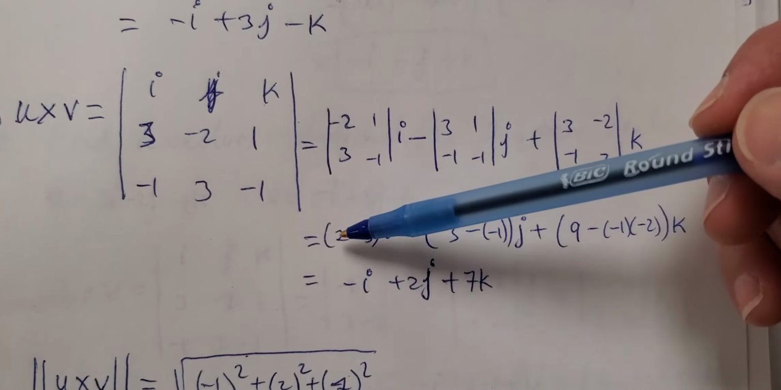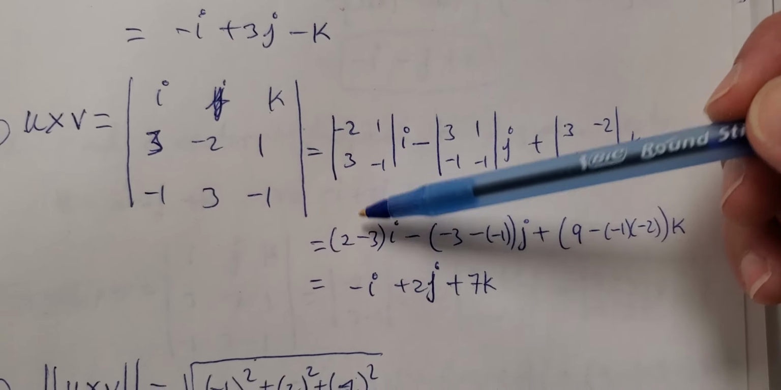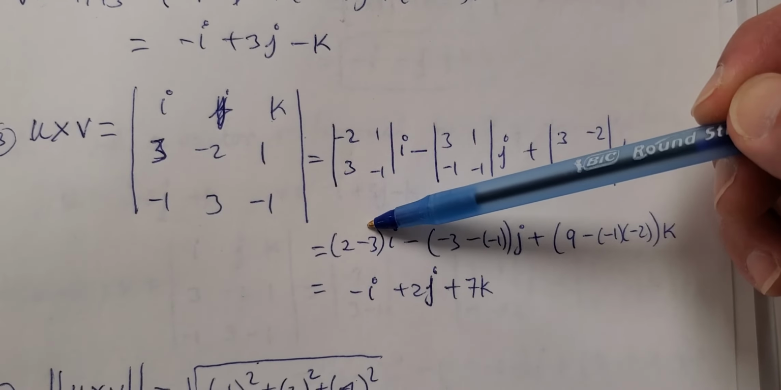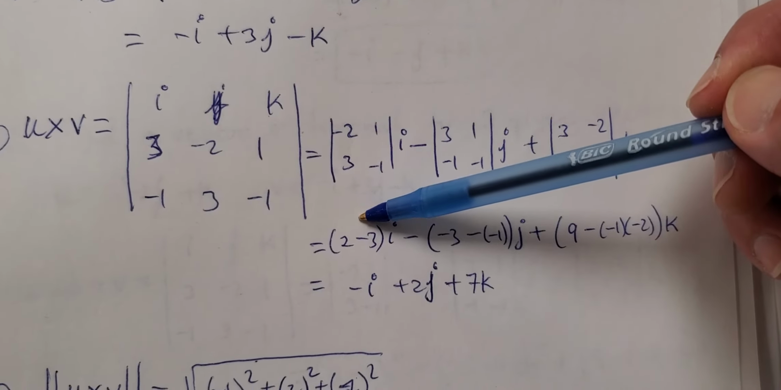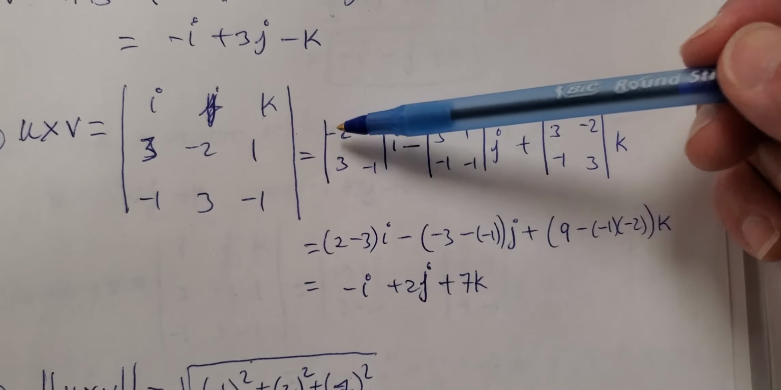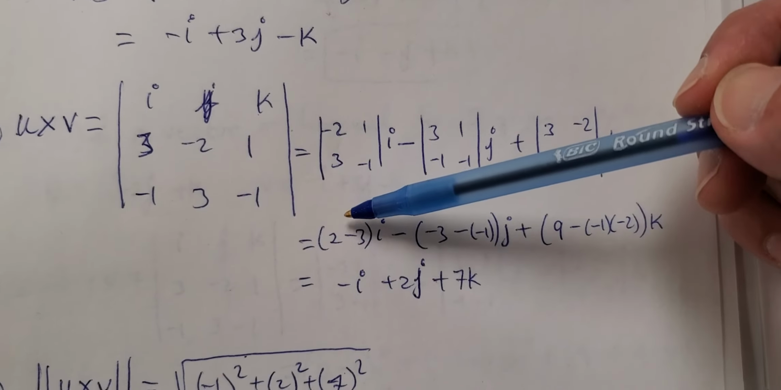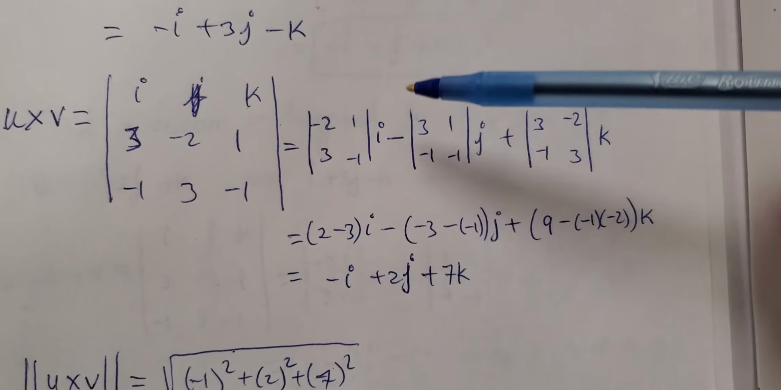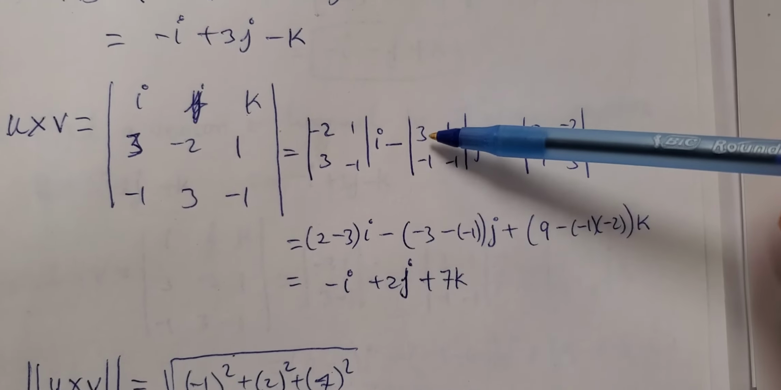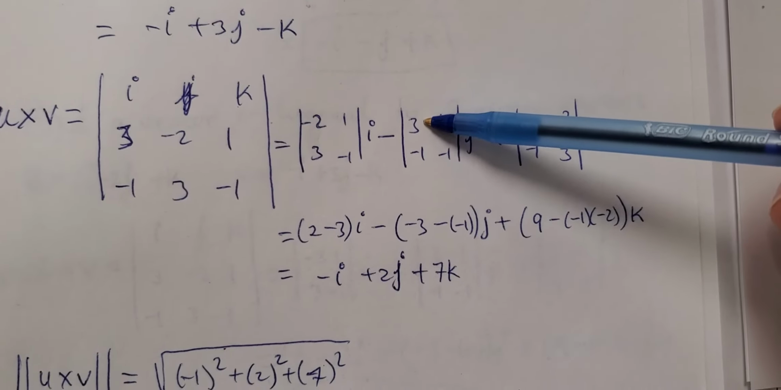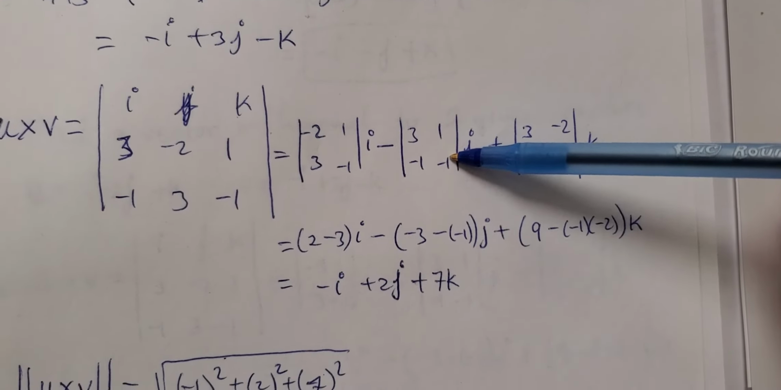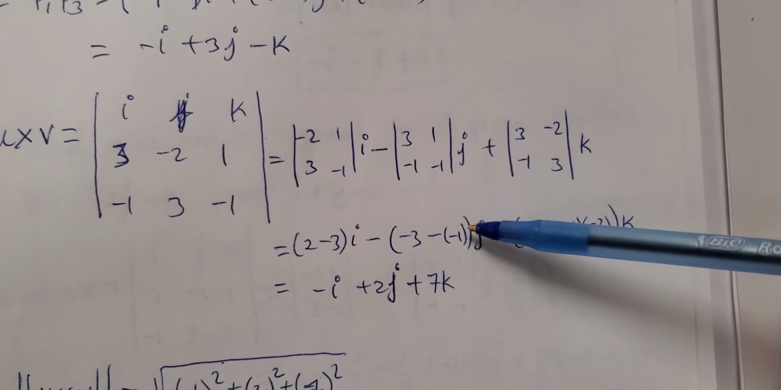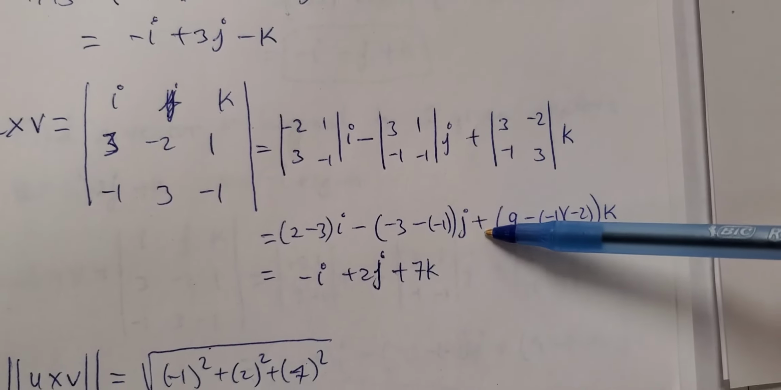-2 times -1 is +2, always with the minus. And then 3 times 1 is 3. Where does this negative come from? When you cross multiply, it is always a minus. So -2 times -1 is +2, followed by a minus by default, and then 3 times 1 is +3. For the j, -1 times 3 and -1 times 1 is -1. Bring down the plus.